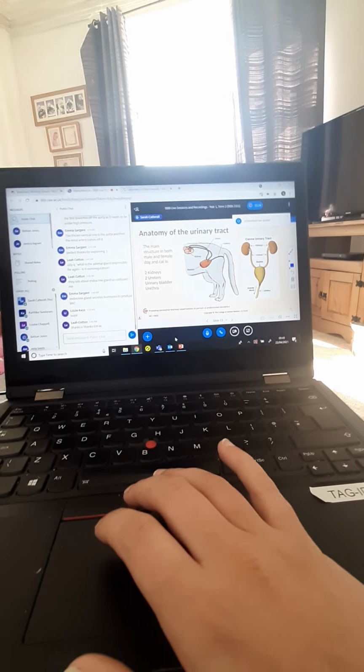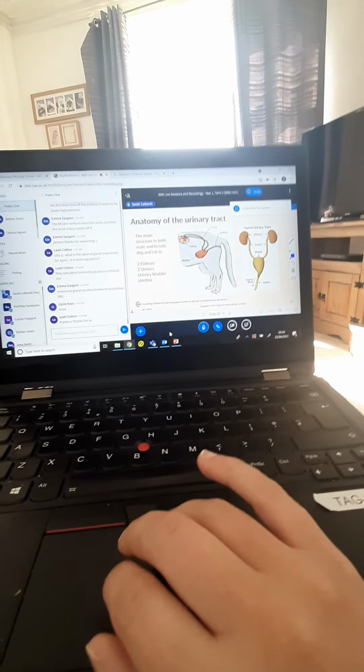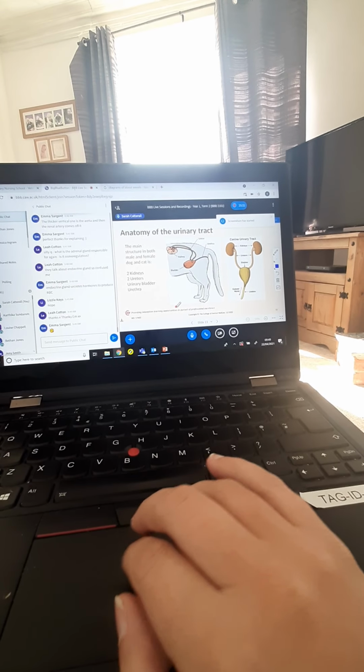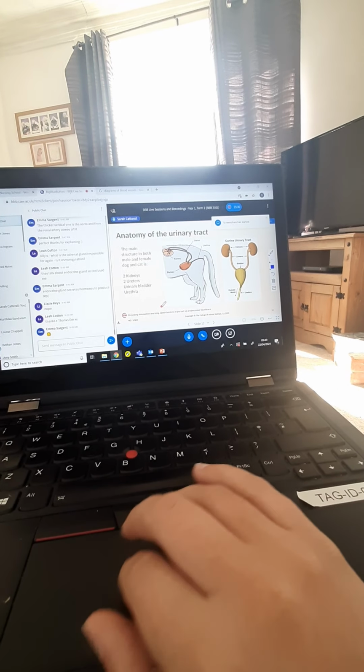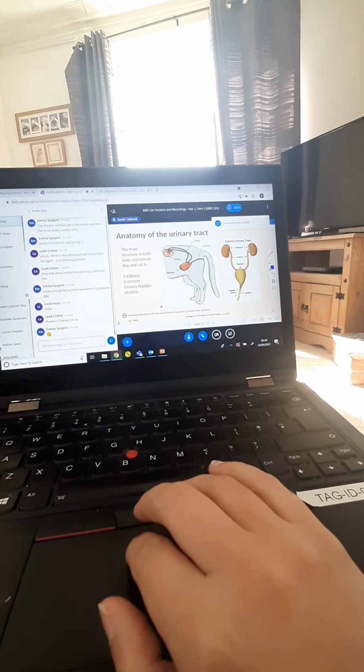Okay, so your anatomy of your urinary tract. The structure is quite similar, okay? They've all got the same organs involved in the urinary tract. So dogs and cats, male and female, have 2 kidneys, 2 ureters, 1 urinary bladder, and 1 urethra. They are slightly different variations of this depending on if it's male, female, dog, or cat.